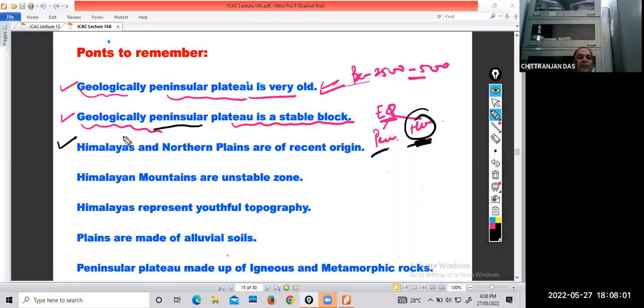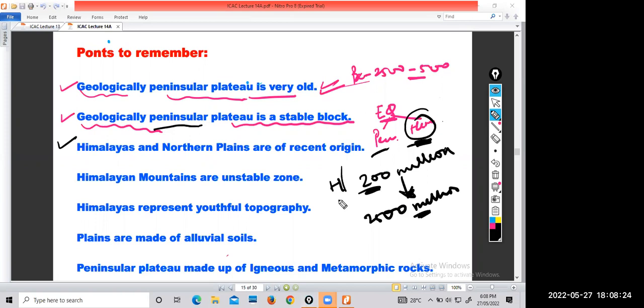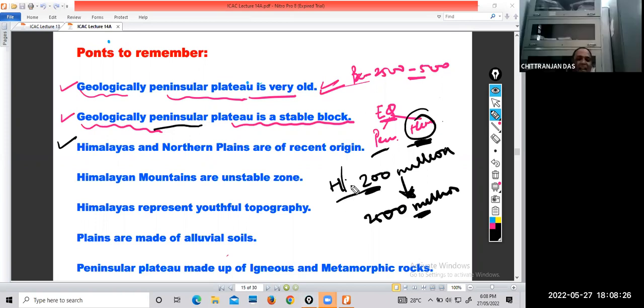Third point: Himalayas and northern plains are of recent origin. We have just shown this. From 200 million years until now in one place, and elsewhere 2500 million years. So who is old and who is new, tell me. This is recent. So our plains and Himalaya are relatively new. So this point is also clear to everyone.